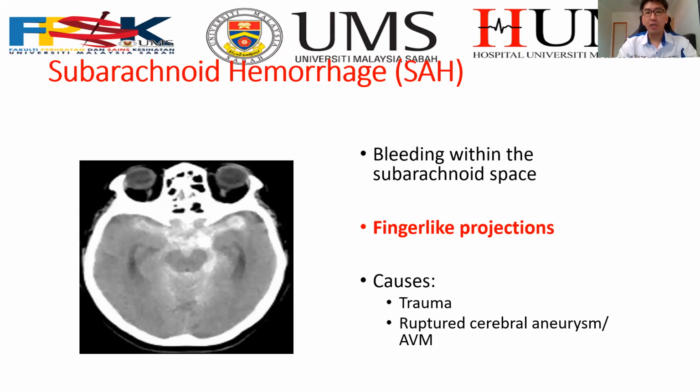Subarachnoid hemorrhage. You can see this bleeding within the subarachnoid space. You can see the finger-like projections, like all those finger-like projections in the cerebral circulation. Trauma can also cause a subarachnoid bleed, but commonly it is because of a ruptured aneurysm, or an AVM. It can be a leaking aneurysm, a ruptured AVM, or a ruptured aneurysm as well.